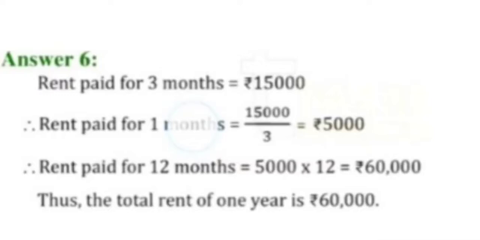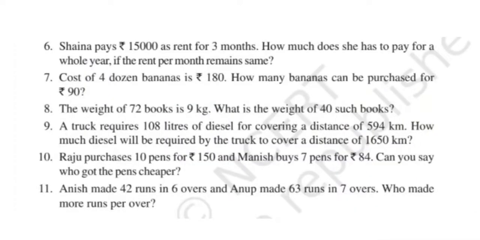Okay. Now rent paid for 12 months, so this 5,000 we will multiply by 12. So it will come 60,000. It means the total rent of 1 year is rupees 60,000. Now see question number 7. Cost of 4 dozen bananas is rupees 180. How many bananas can be purchased for rupees 90?